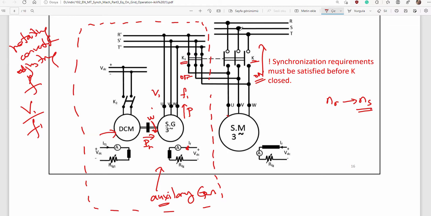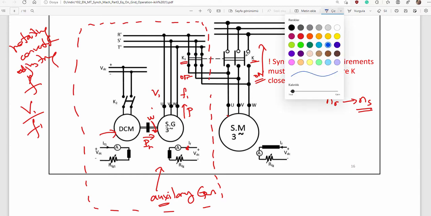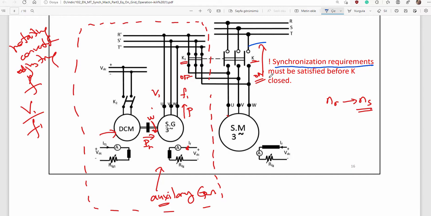But here's something vague, because there must be some checks. Synchronization requirements must be satisfied before K is closed. Phase sequence must be equal, voltages must be equal, frequencies must be equal, and there must be no phase difference between those two phasor systems. So there are lots of problems. It is not very easy, but that method in the history is used.